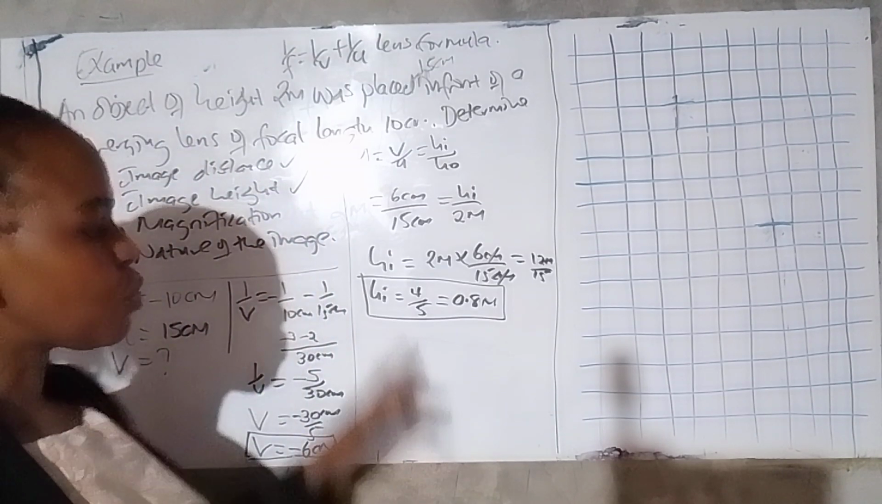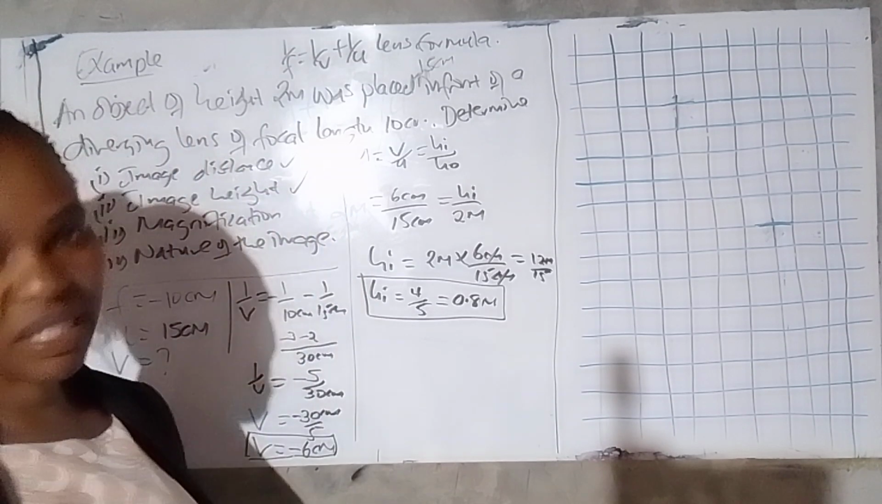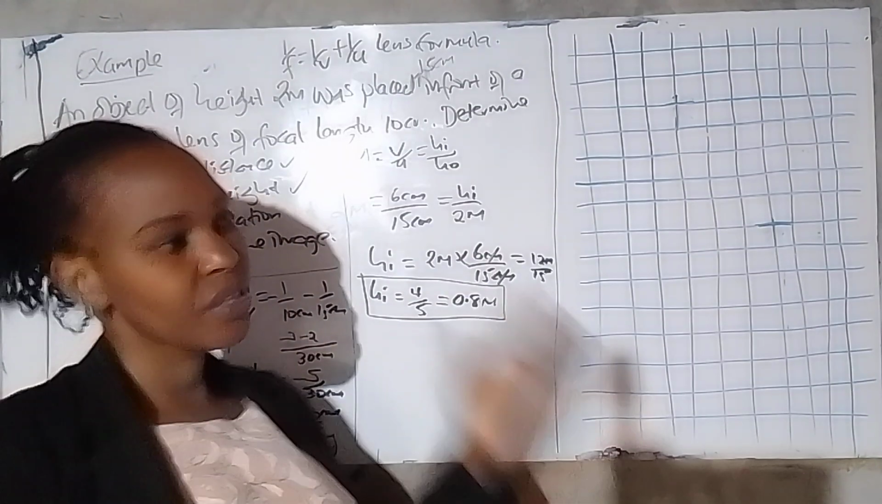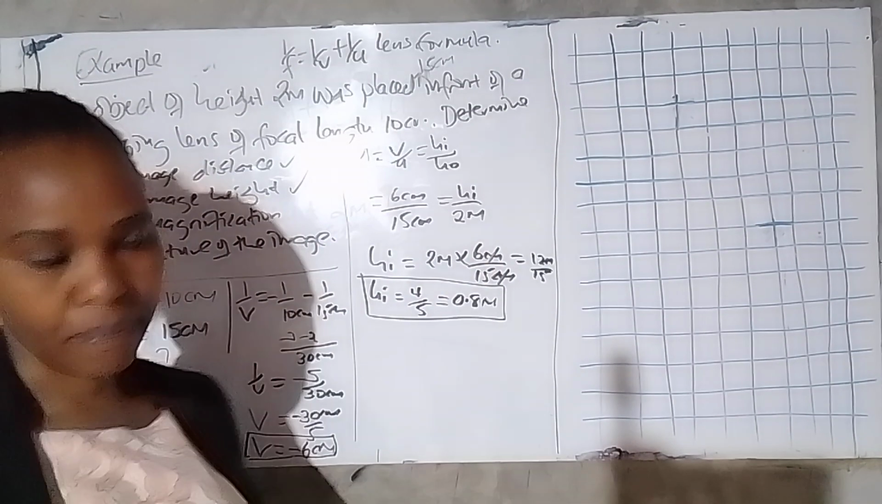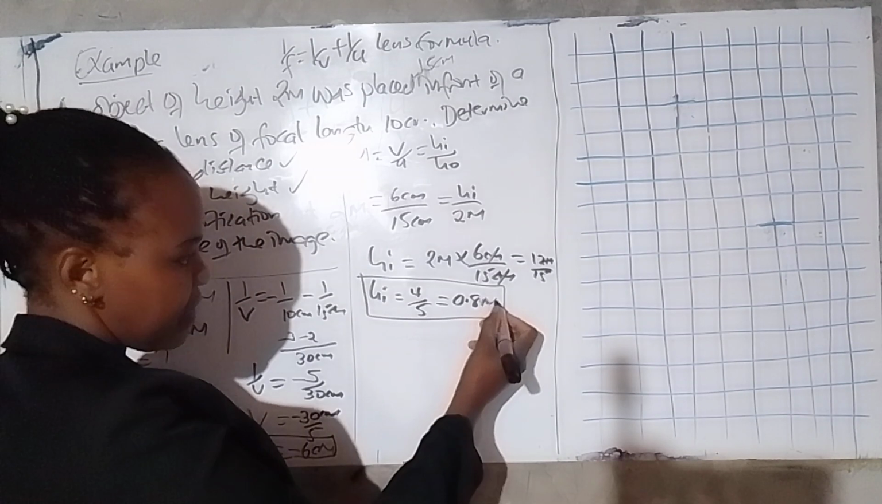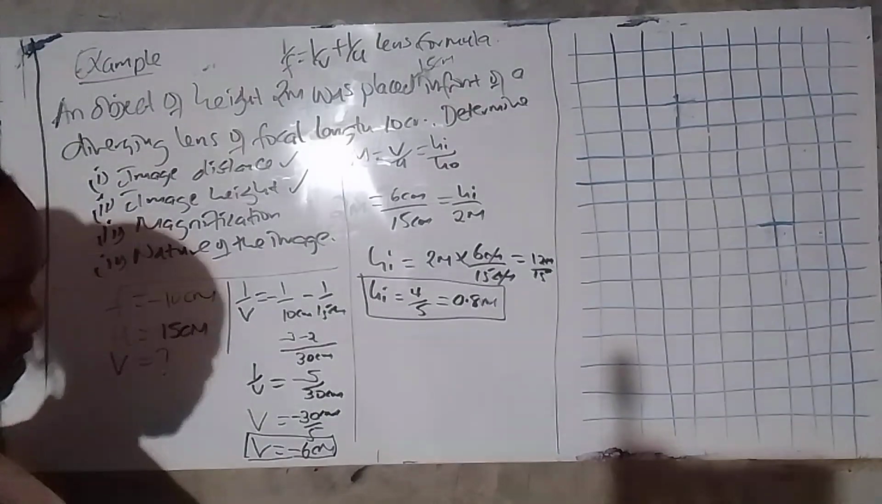We're also saying it is going to be smaller than our object, and it is going to form on the same side as the object, and more, it will fall between the principal focus and the optical center. Please review that in the previous lesson for better understanding. Okay, so the other thing we're going to look at is magnification.